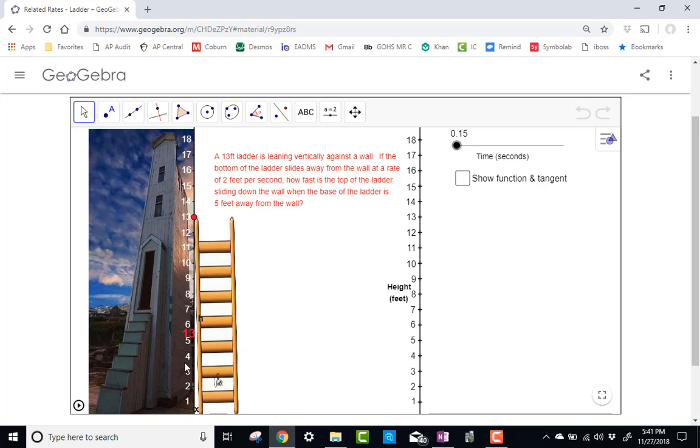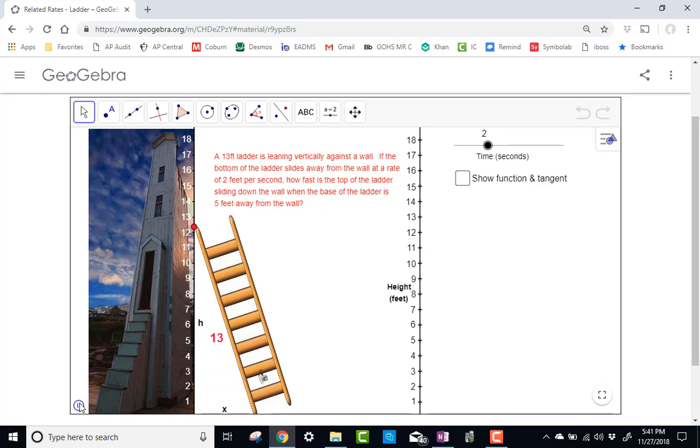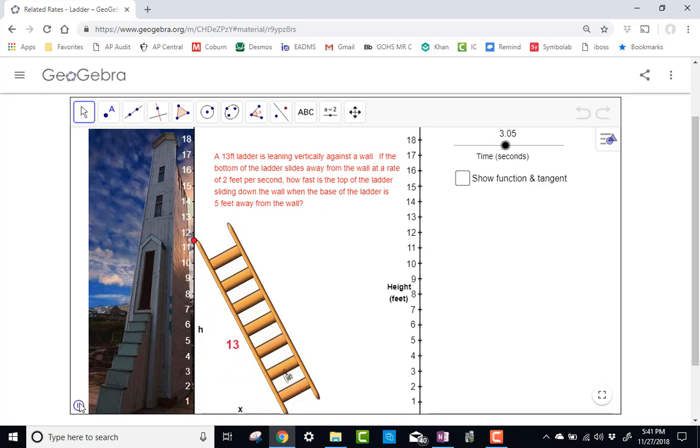All right, so I'm going to play this and just watch. As the bottom of the ladder slides out, what do you notice about the top of the ladder? How fast is it falling? So the bottom of the ladder is moving pretty quick there, but the top of the ladder is not going very fast at all.